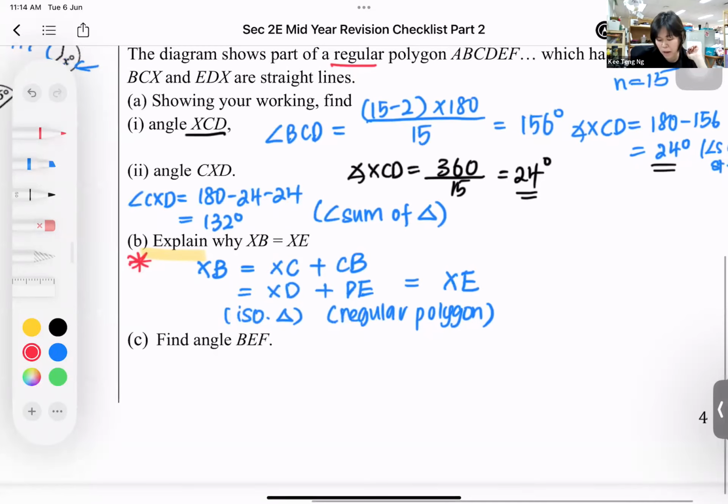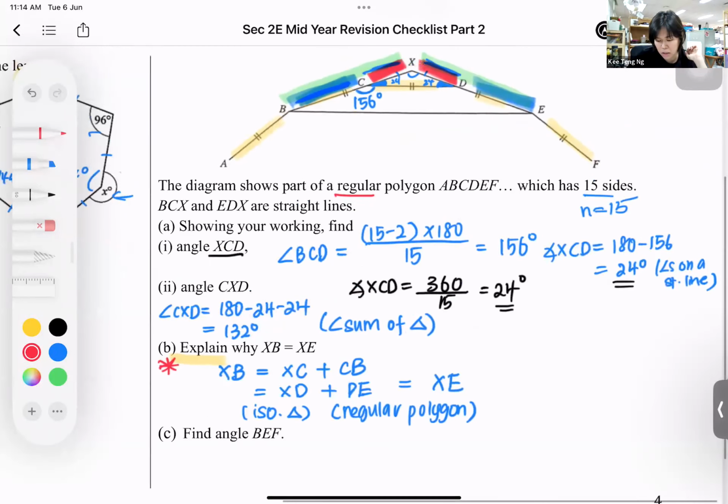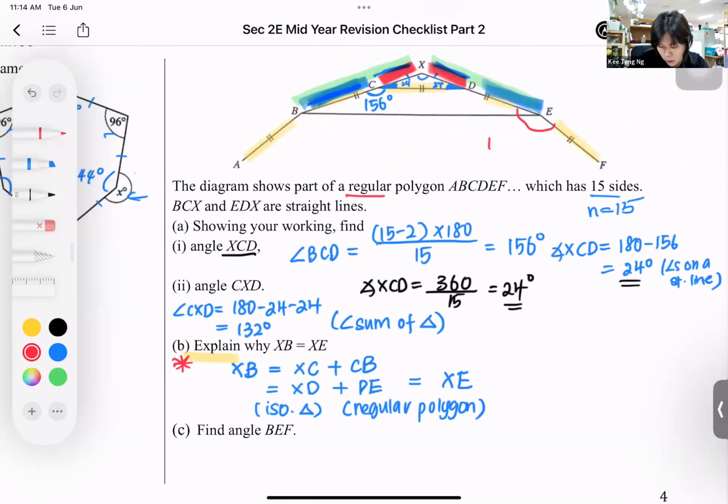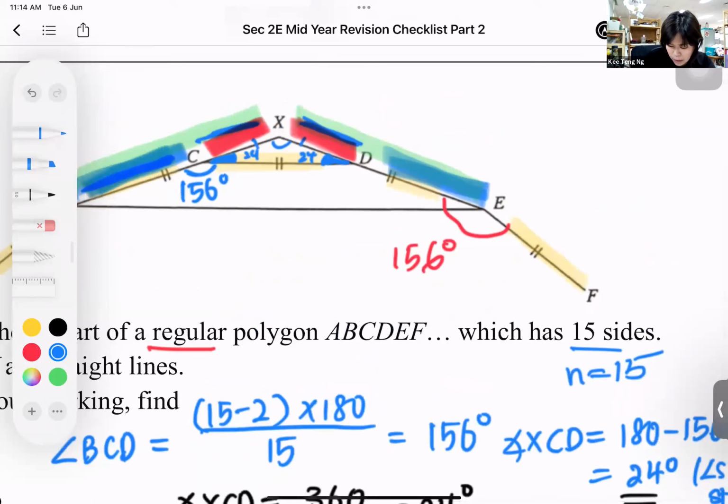Okay, now find angle BEF. BEF is simple already. I already know the interior angle. The whole interior angle is 156, right? And I know this line over here is 24 degrees. So when you cut across the regular polygon, these two lines will be parallel lines. So this angle is naturally also 24 degrees, right? By corresponding angles.